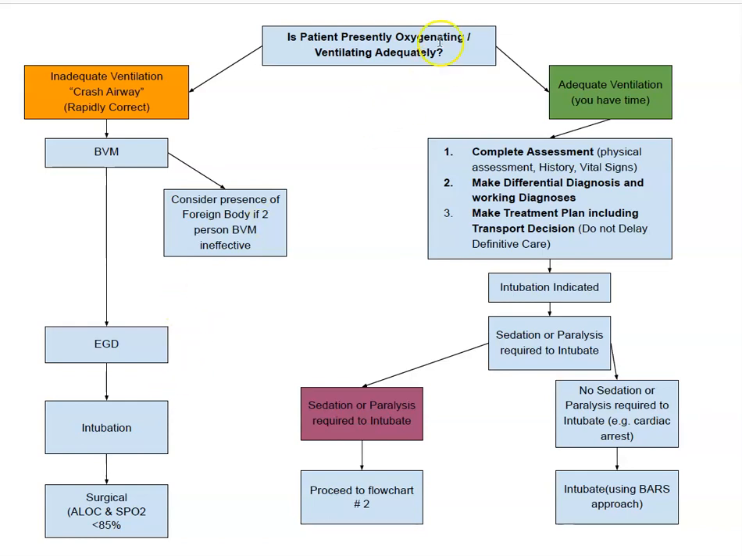Often we show up and somebody's not actively breathing, we put a bag valve mask on them, and we're right back into this comfy land of the green that says we have time because we have adequate ventilation. After we have adequate ventilation, we're going to complete our assessment, including a physical assessment, history, and vital signs. We're going to make a differential diagnosis and a working diagnosis, and we're going to make a treatment plan, including transport decisions. We do not want to delay definitive care for a patient in order to intubate them.